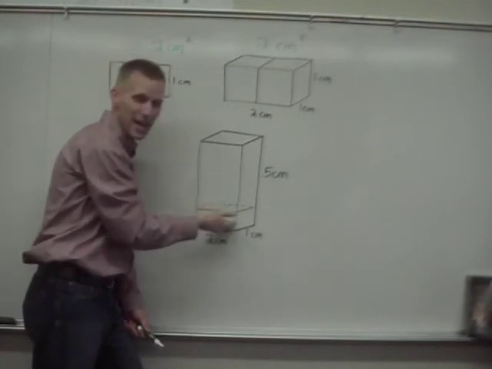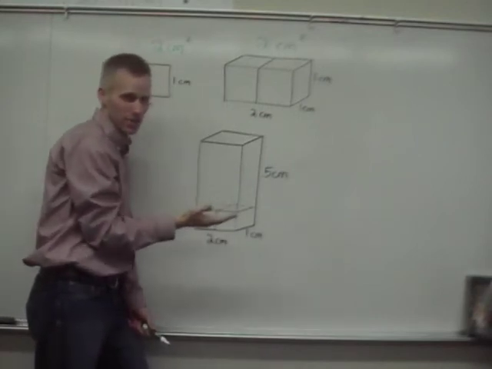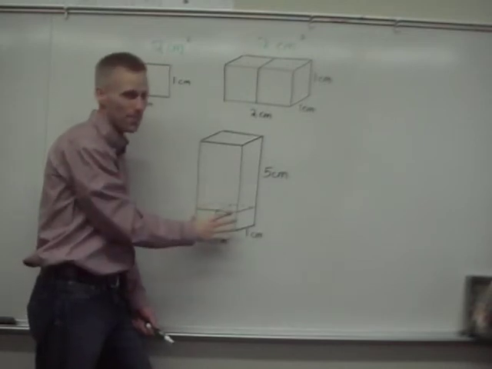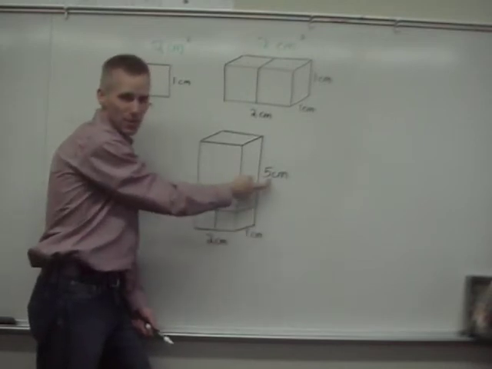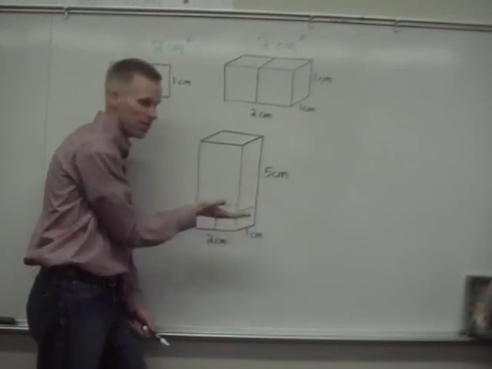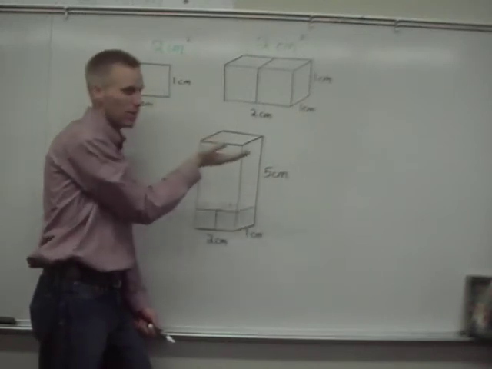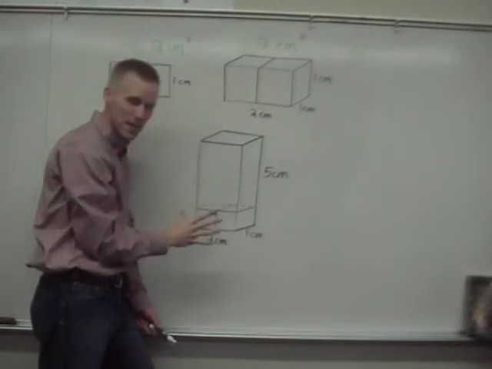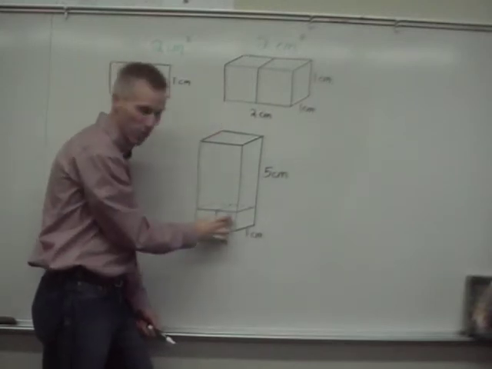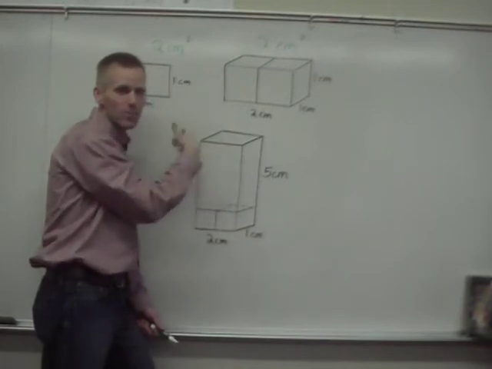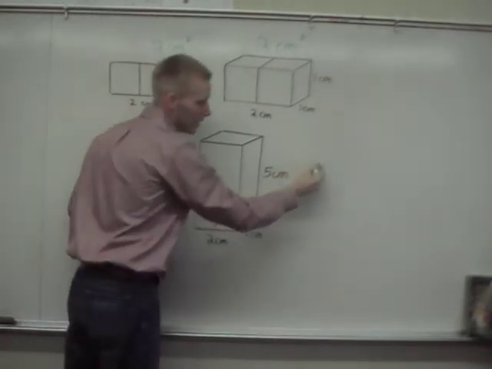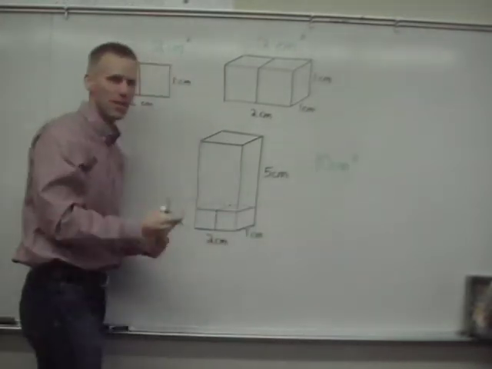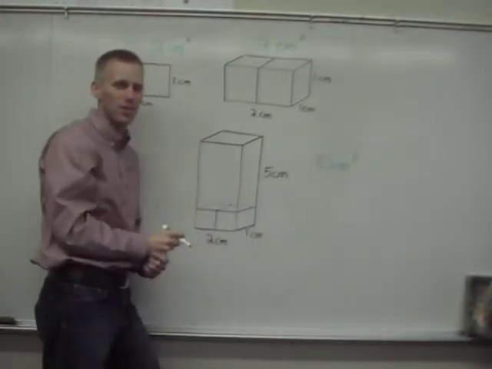Now we can take that and think of it as layers. We've got 1 layer of cubes down here at the bottom, and since it is 5 centimeters tall, we know that we can fit 5 layers until we get to the top of this thing. What that means is that we've got 2 things happening 5 times. We know that we're going to fit 10 cubes inside of this thing. So we would say the volume of this is 10 centimeters cubed.